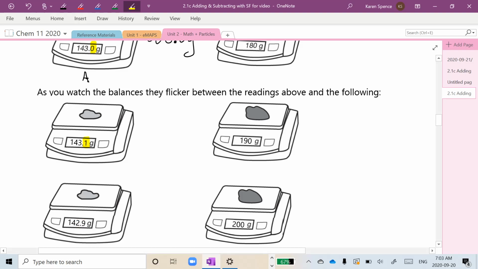what position? Pause the video and answer. What would your uncertain digit be on balance A? And remember, this is the same measurement all through. The balance just sits there and wavers between those numbers. One second it says 143.0, the next second it says 143.1, the next second it says 142.9. Hopefully, you answered that your uncertain digit is in the tenths position, the 0.1 position.